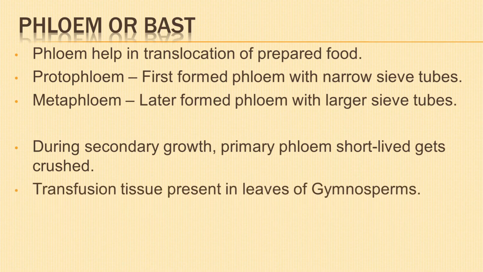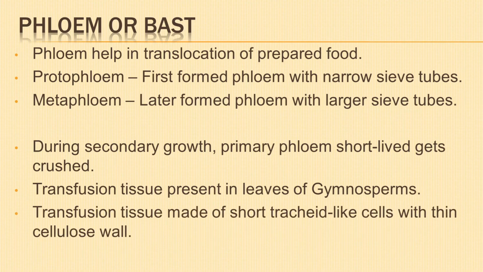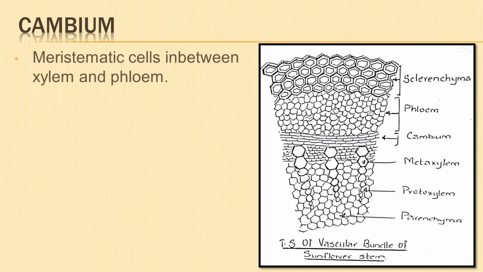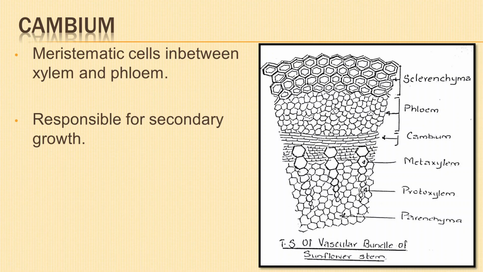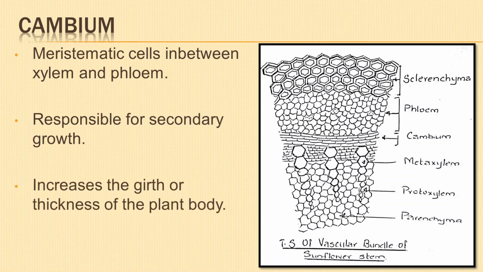The leaves of gymnosperms possess, in addition to normal tissues, another conducting tissue called transfusion tissue. They are made up of short tracheid-like cells which have thin cellulose wall with bordered pits but are devoid of protoplast. In between the xylem and phloem, thin-walled, rectangular, elongated, meristematic cells may be present. These cells are called cambium. It is responsible for secondary growth and brings about increase in girth or thickness of the plant body.